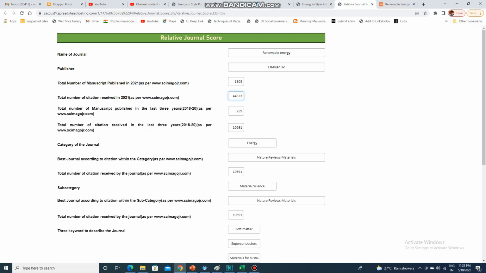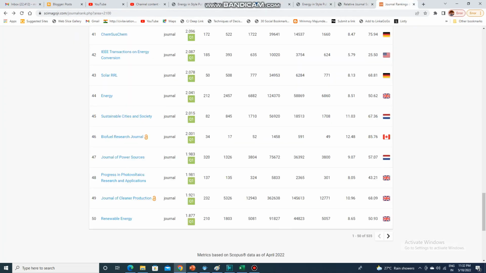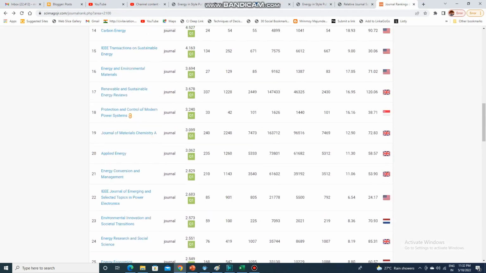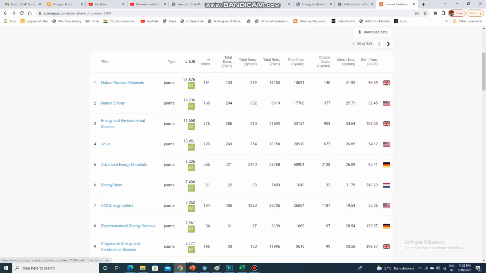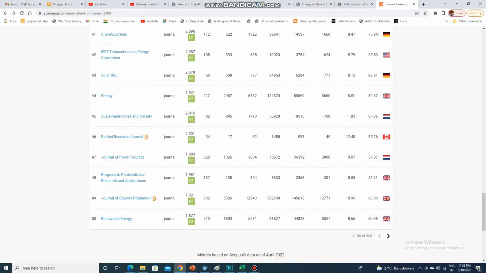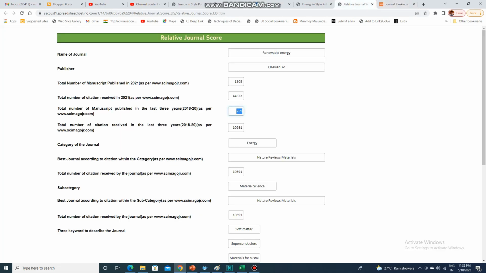Okay. The total number of documents published in the last 3 years. So let us again move back to the journal ranking page, and where is the total? Yeah, total number of docs published in the last 3 years. So it is 5081. So write it here. And total number of citations received in the last 3 years.